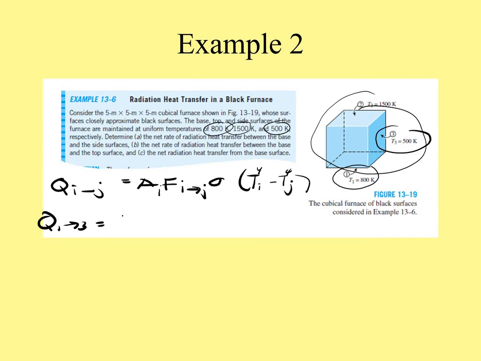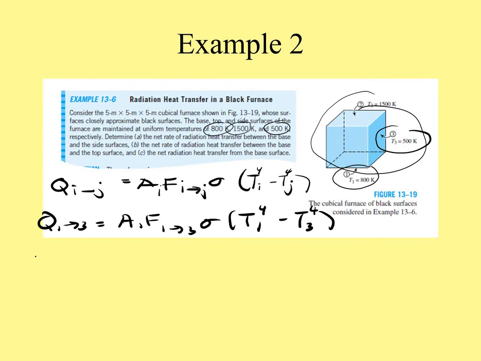So this is the surface area 1. So Q1 to 3 equals A1 F1 to 3 sigma (T1 to the power of 4 minus T3 to the power of 4). Okay, so the first thing you need to find is the view factor F1 to 3.